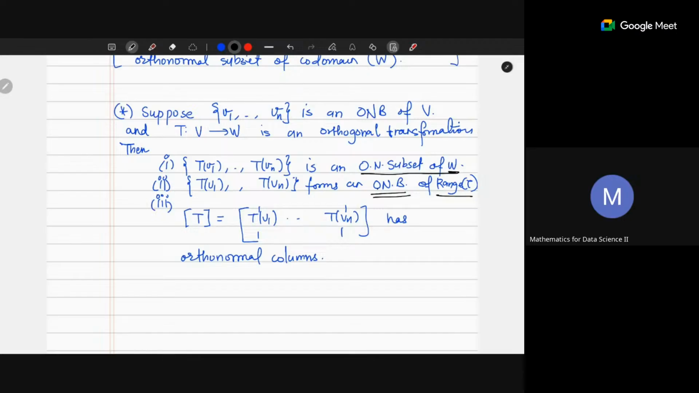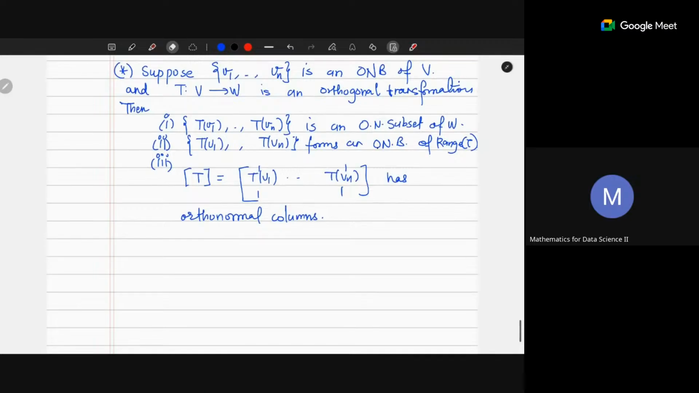Then it will also become the orthonormal basis of that range, right? And in particular, if I express the matrix corresponding to this linear transformation, it has orthonormal columns. What do we mean by orthonormal columns? The columns are vectors, so these column vectors are orthonormal to each other. That is because we are working with an orthogonal transformation and we started with an orthonormal basis. That's all. There is nothing special that I have written. It is just a direct consequence of working with an orthonormal basis and an orthogonal transformation.